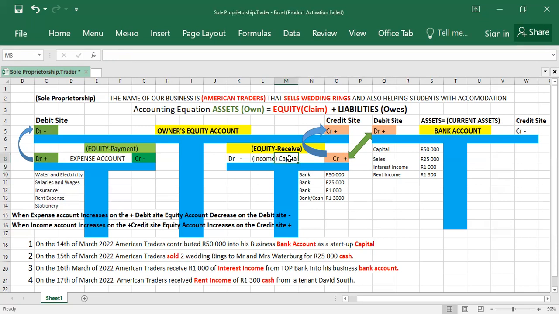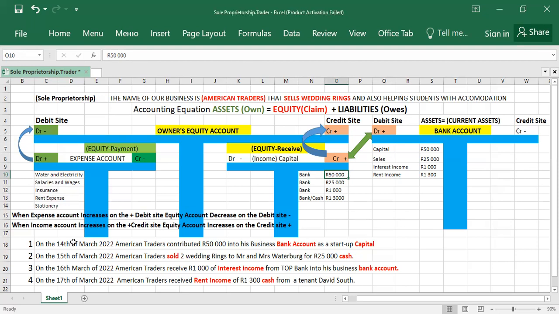When we open a capital account, we all know that the capital account increases on the credit side. Now we are going to credit capital account with the bank with how much? With 50,000. When we credit the capital account with bank, we are saying the capital account is being increased by the money that came from the business bank account, which is 50,000.